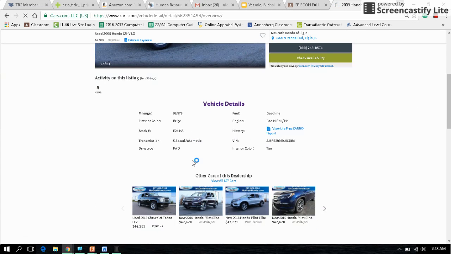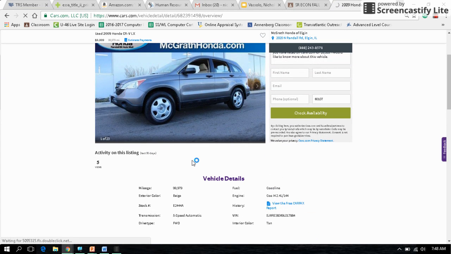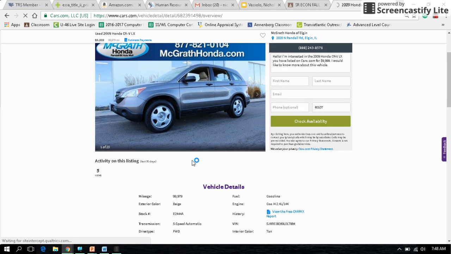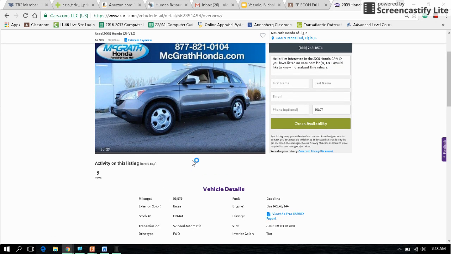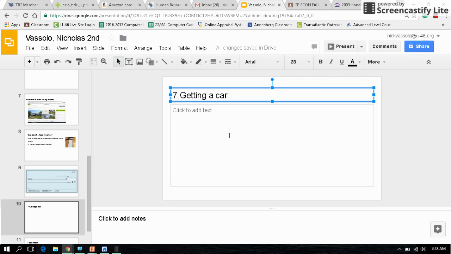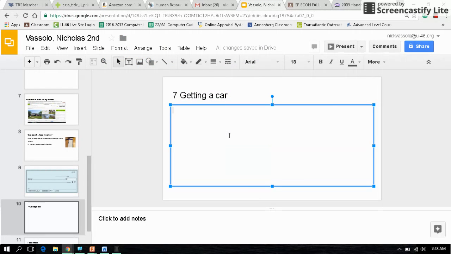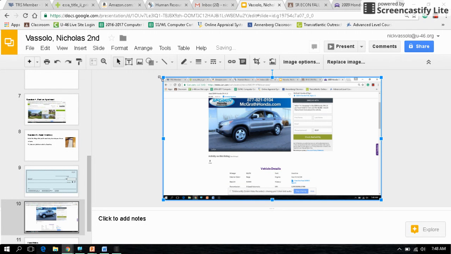So you can make this fit your screen so that you can take a screenshot of the whole thing. Remember, that's function and print screen. And then I'm going to go back to my slides and Control V. There we are.